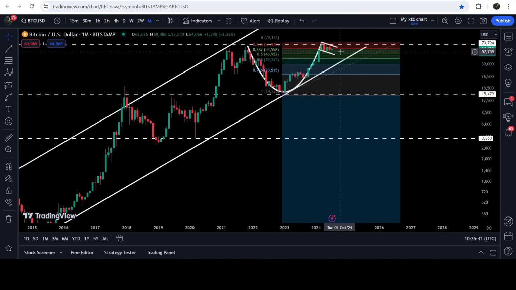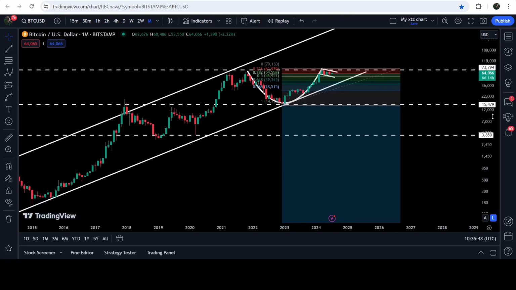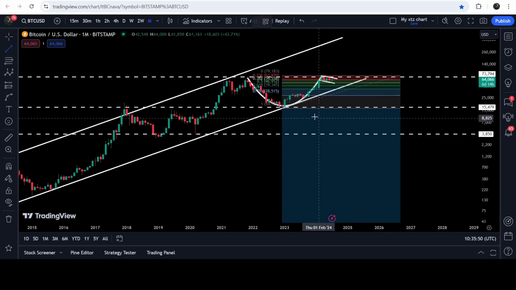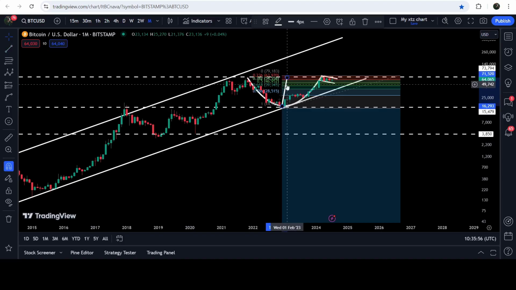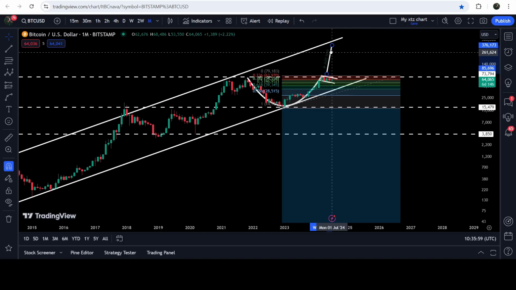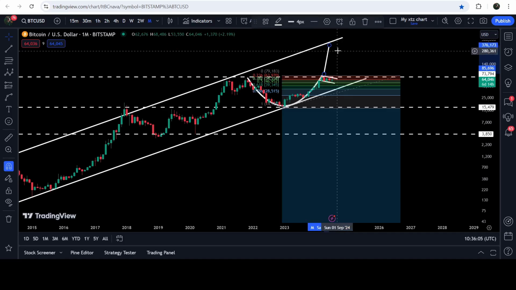And now if the price breaks out the handle of the cup and then breaks out the resistance of the cup, then we can expect a very massive rally. And by the way, the technical target for this cup and handle pattern will be somewhere here. If I place it here, then you can see that it can be somewhere between $380,000 to $400,000.